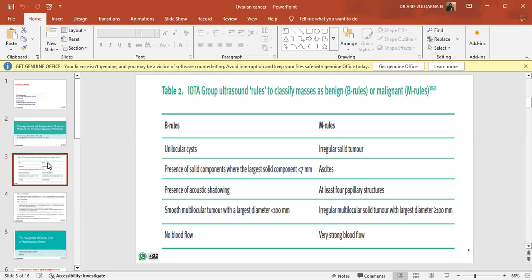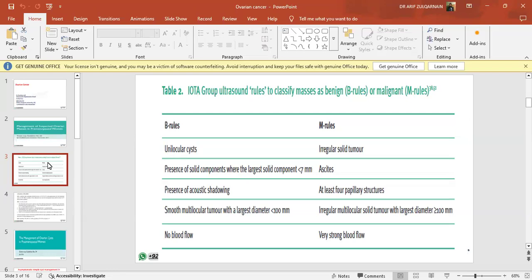So these are the B rules: the tumor is unilocular, the presence of solid component but the largest solid component is less than 7 millimeter, presence of acoustic shadowing, and the tumor is smooth multilocular, largest diameter is less than 10 centimeter, and there is no blood flow.